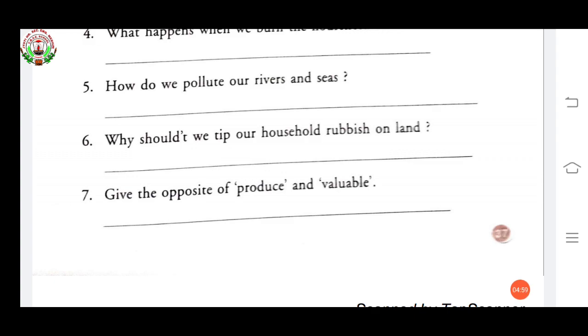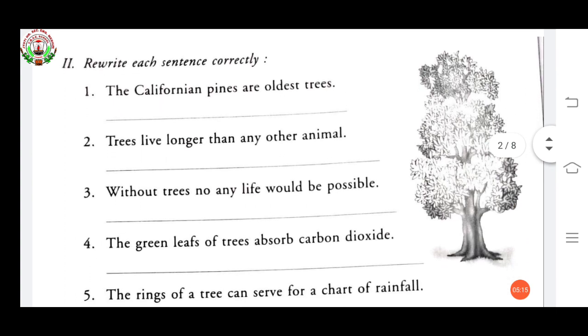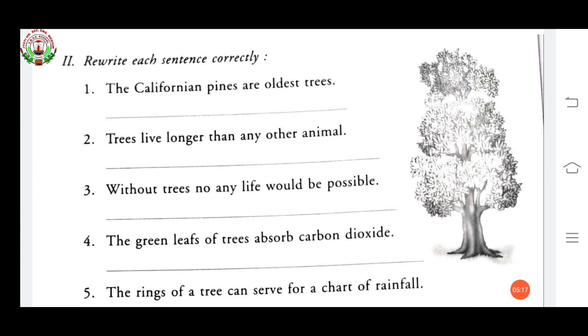So, produce, you can write consume, CONSUME. Valuable, you can write invaluable, INVALUABLE, invaluable. Now come to the next exercise. Rewrite each sentence correctly. Some little mistakes are there in all the sentences, you have to correct it and rewrite it. Now see the first one.